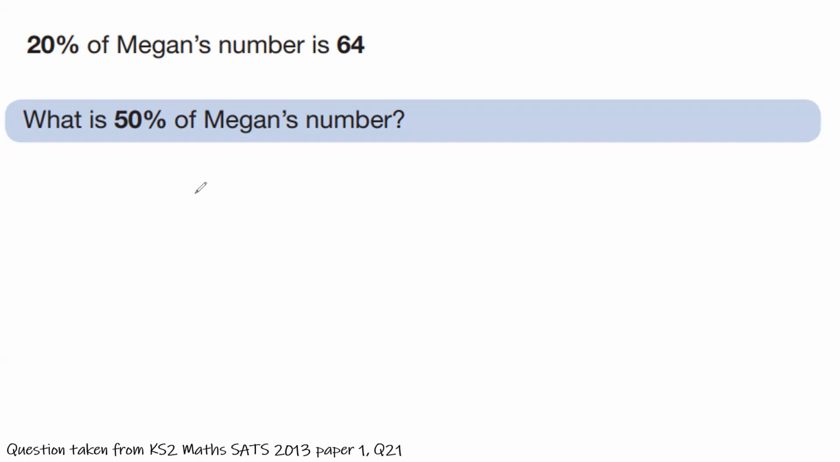If we write down what we know, we have 20%, and that is equal to 64. Unfortunately, we haven't been told what the whole number is, because that would make it a lot easier for us to find 50%. But what we can do is some maths with this one to work out a little bit of the number, and then we can figure out from there what 50% is. So we should hopefully be able to work out what 10% is.